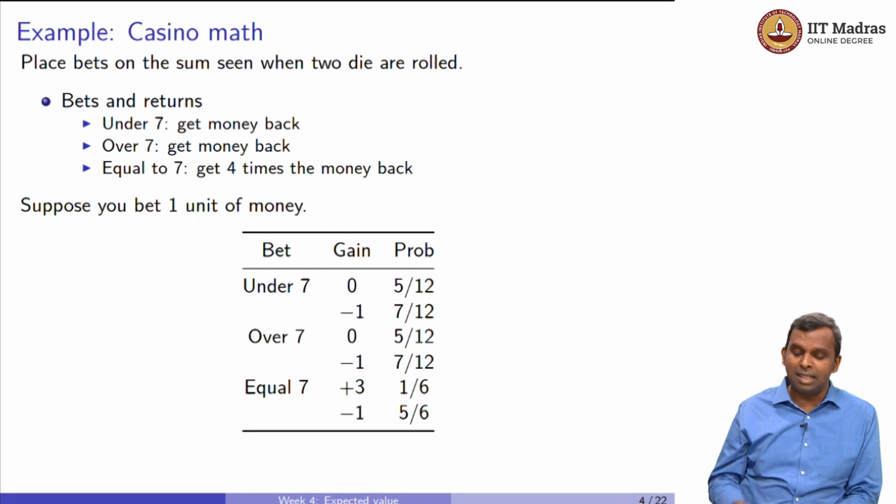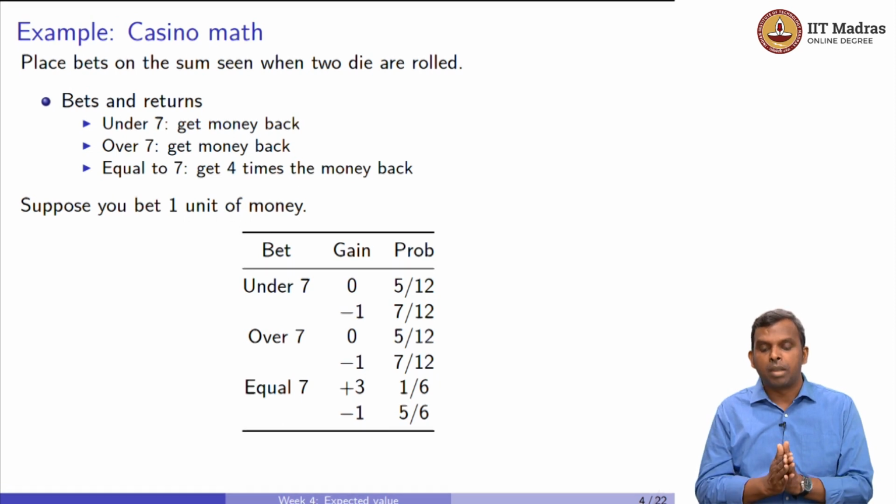Same thing happens with over 7. The probabilities are the same. You bet over 7, your gain is 0 if the number is actually over 7, and the probability that the sum is greater than 7 is 5 by 12. You can do this calculation and convince yourself that's true. Same thing with -1, you get 7 by 12. Equal to 7, on the other hand, has probability 1 by 6, because 7 comes in 6 possibilities out of 36, so 6 by 36, which is 1 by 6. In that case you get +3, but then you get -1 with probability 5 by 6. So this is the scenario.